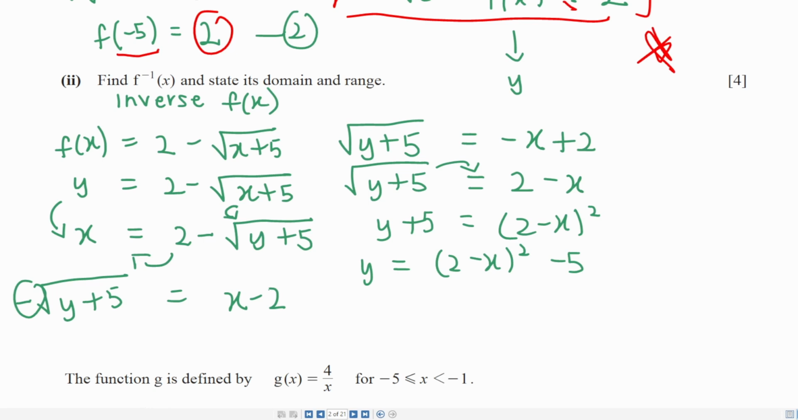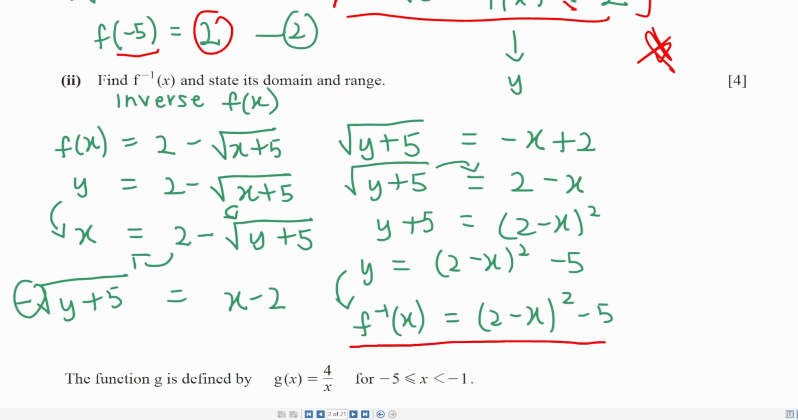And finally, don't forget you have to convert your y back into f inverse. Now this is your inverse function. However, our question has also asked us to state the domain and range of this function. Now you may be asking, how can we find this domain and range of the inverse function, right?